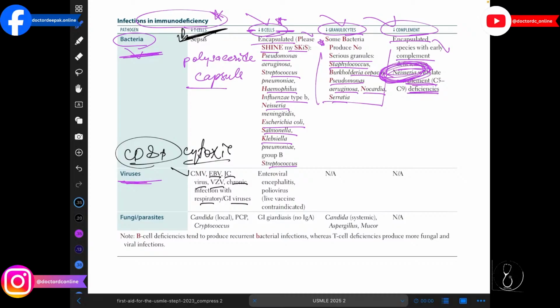And for the fungi and the parasites, both the T cells and B cells matter. Mainly the decrease in T cells causes recurrent infection of fungi and parasites. Candida locally, and PCP. PCP stands for Pneumocystis pneumonia. It's a lung infection.